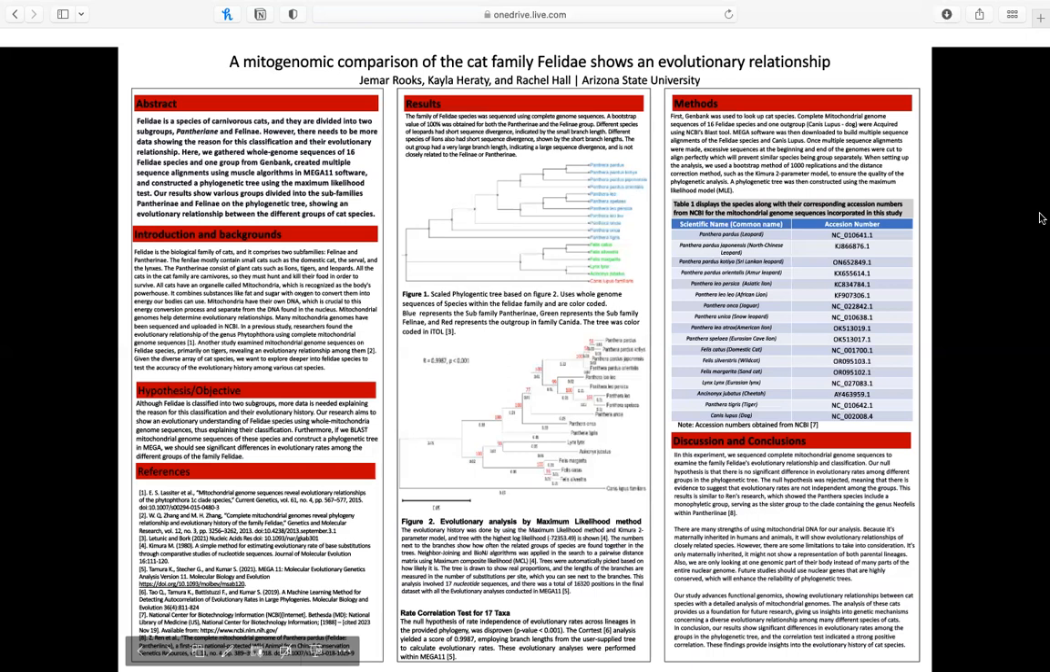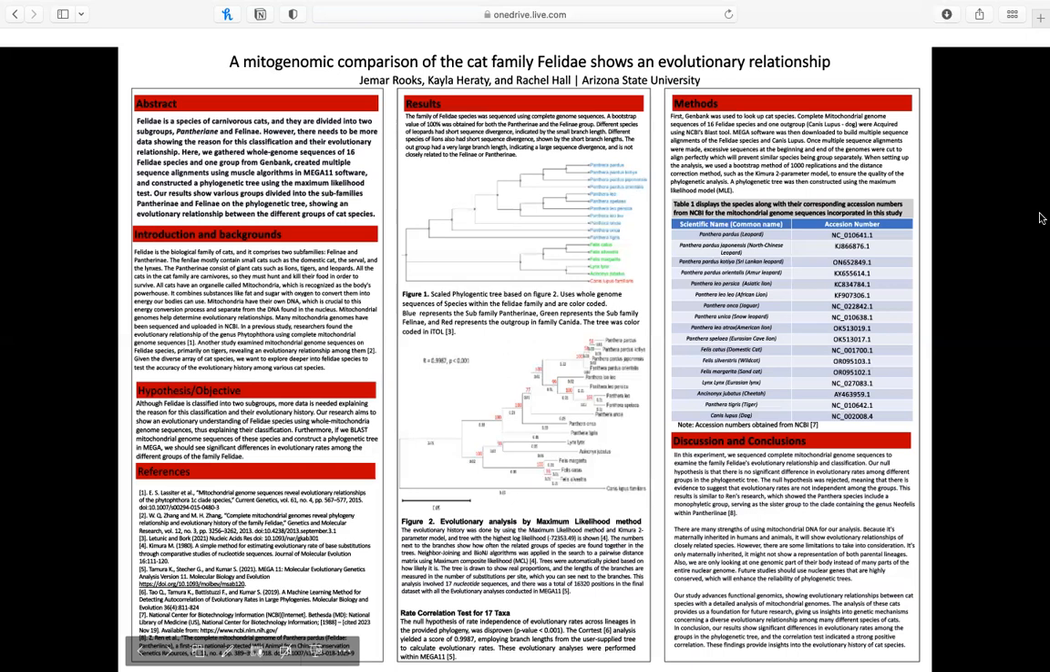Onto the methods portion of our project. First, GenBank was used to look up cat species. Complete mitochondrial genome sequences of 16 Felidae species and one outgroup, Canis lupus, which is the dog, were acquired using NCBI's BLAST tool. MEGA software was then downloaded to build multiple sequence alignments of the Felidae species and Canis lupus. Once multiple sequence alignments were made, excessive sequences at the beginning and end of the genomes were cut to align perfectly, which will prevent similar species being grouped separately.